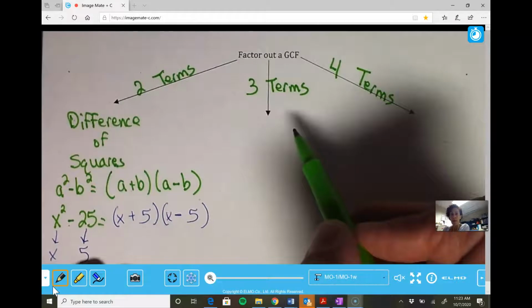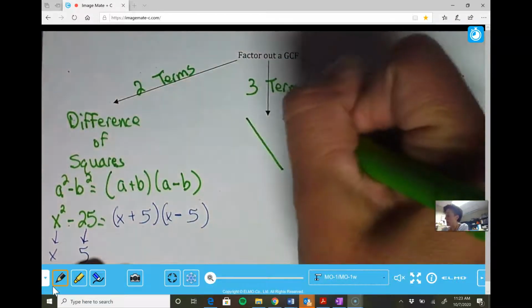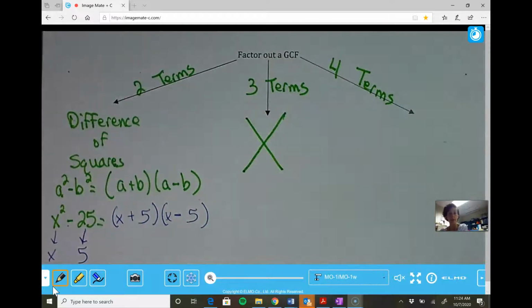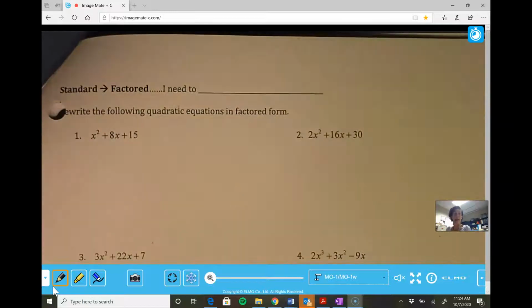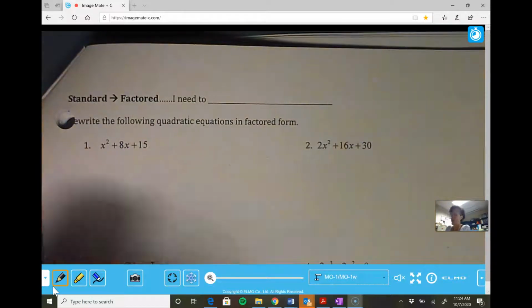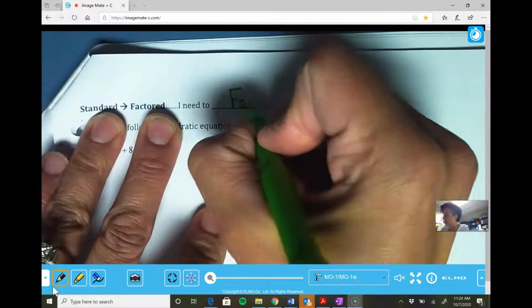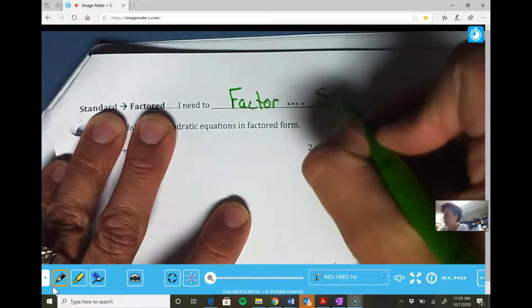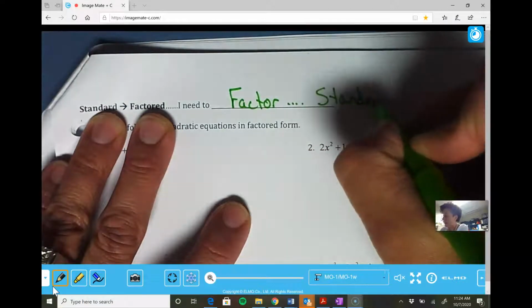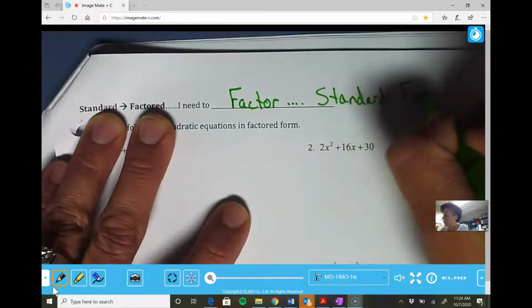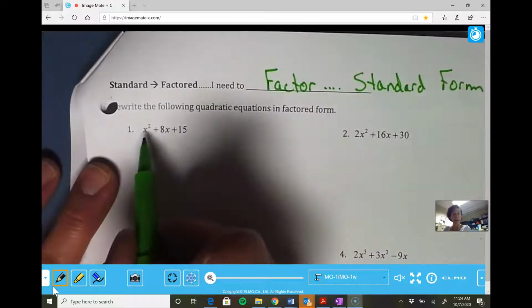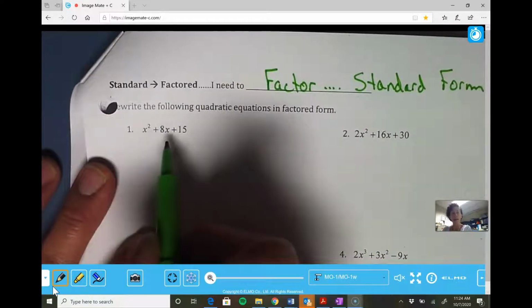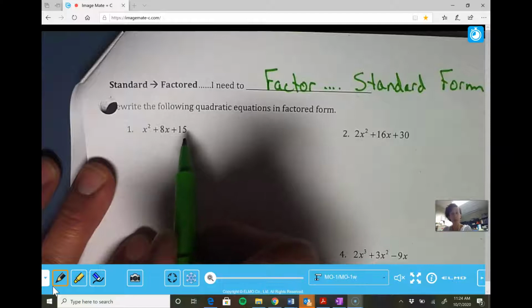So the other way you factor is what we call the X method. And the best way to show you that is doing the examples on the other side. So I'm going to flip to page 9. And from standard form to factored form, you need to factor. The other thing you need to make sure of is that it is in standard form before you factor. And standard form just means that your highest powered term is first, the x squared, then the x term, and then just the plain number.